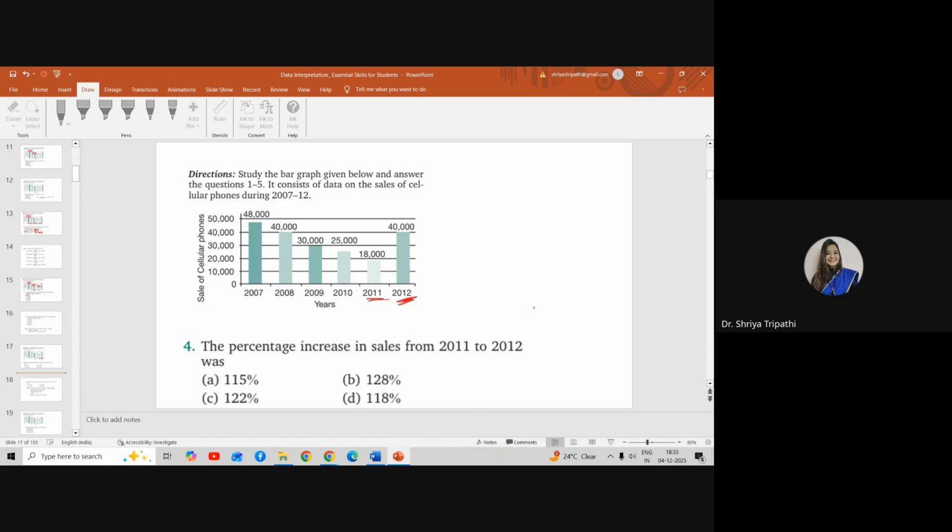Okay, Anjali has answered C, Nisha also, and Namrata also have answered. Now here percentage increase. You can see definitely if 18,000 is going till 40,000, it is definitely an increase, right? How much increase? Now here we can clearly see 40,000 minus 18,000 is 22,000, right?